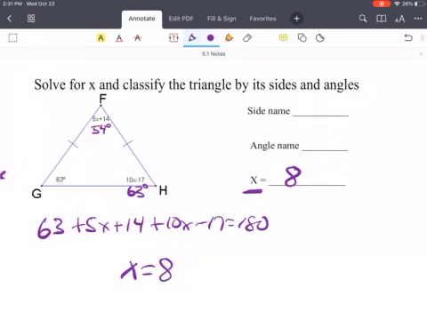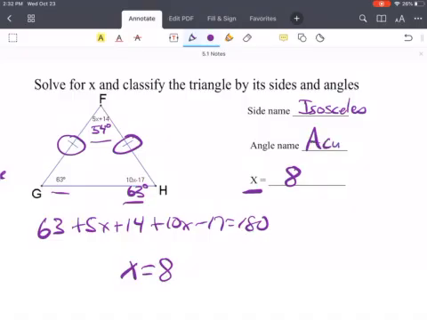And then by looking at its sides, we have two of the sides that are marked congruent, so we can call it an isosceles triangle. And then based on the angles, because all three of the angles are less than 90 degrees, we can call it an acute triangle.